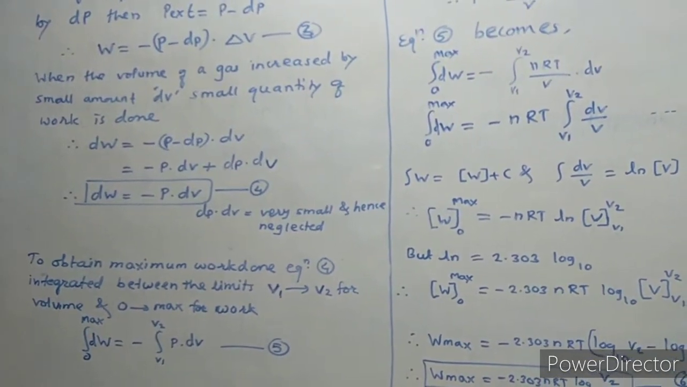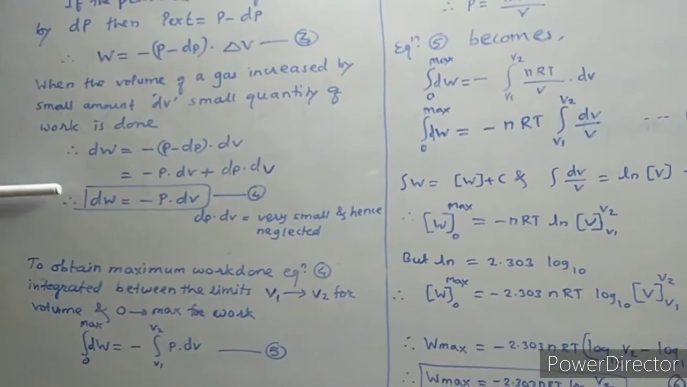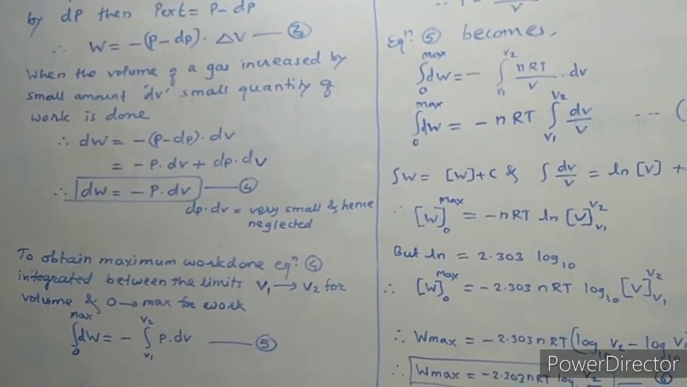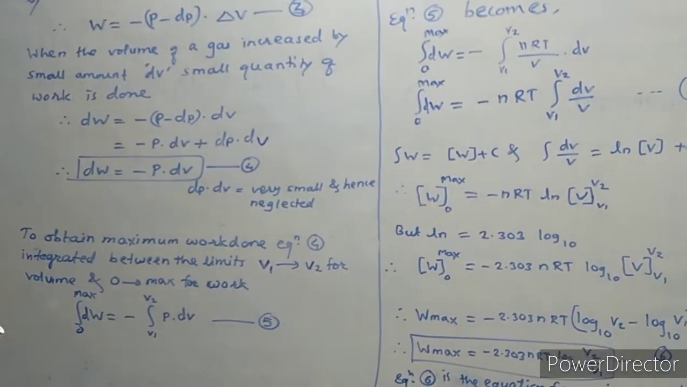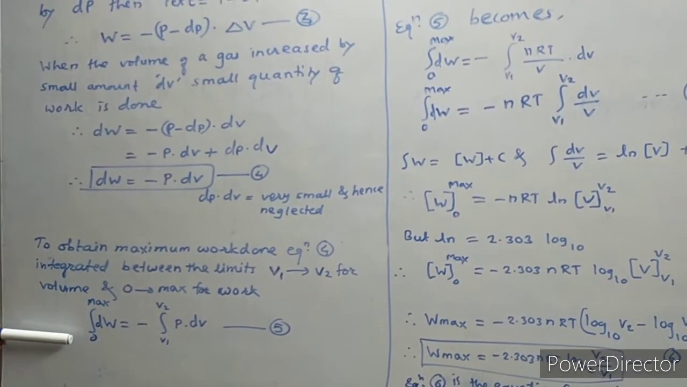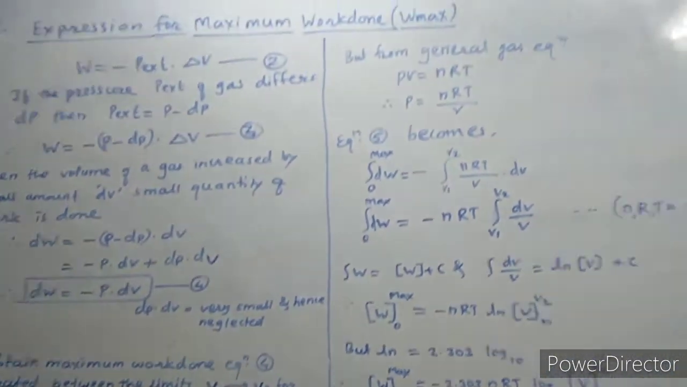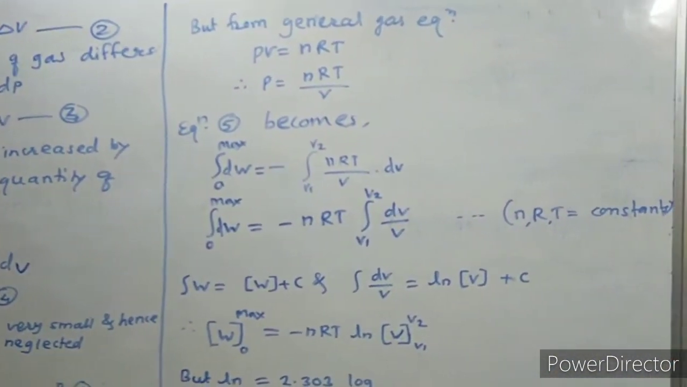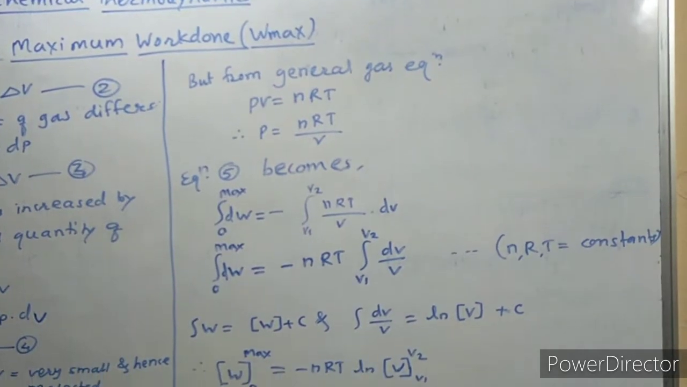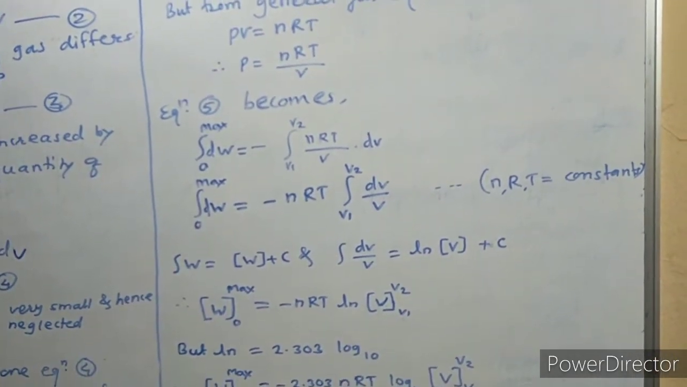To obtain the maximum work done, equation 4 is integrated between the limits, V1 to V2 for volume and 0 to maximum for work done. Now equation 4 becomes integration from 0 to maximum of dW equals minus integration from V1 to V2 of P into dV. But from the general gas equation, which we studied last year, PV is equal to nRT. By rearranging, P becomes nRT upon V.